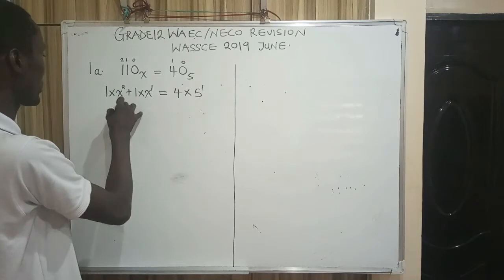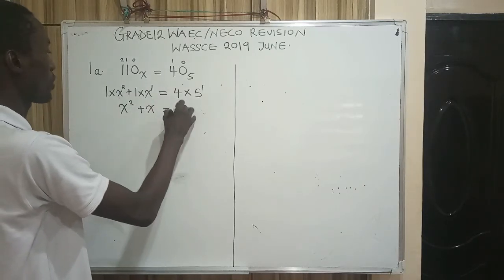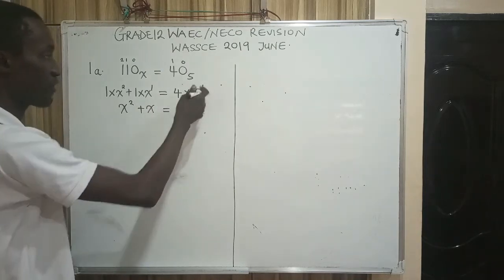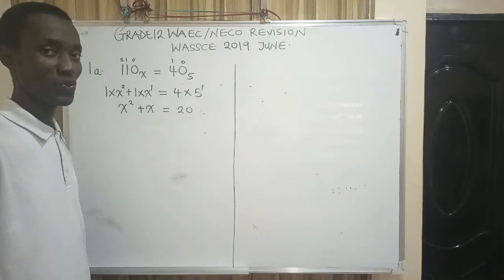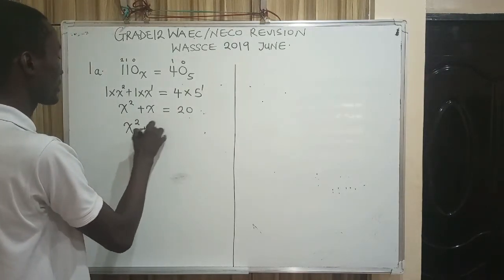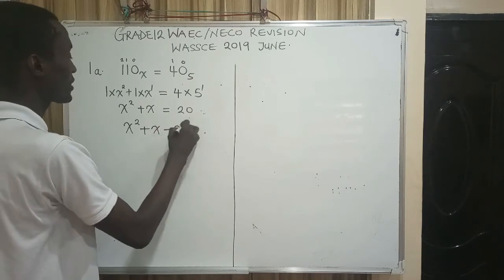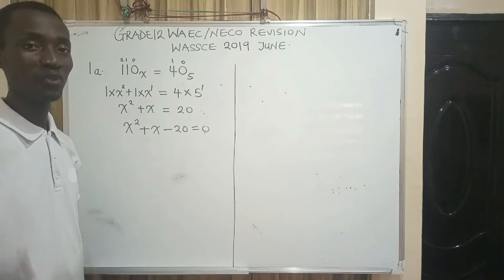So look at this. What I'm going to have will be x squared plus x equal to 20, because 5 raised to the power of 1 is 5. Take note of that, 5 multiplied once. Okay, if that is settled, we're going to have x squared plus x minus 20 equal to 0. So we're bringing it to a pure quadratic equation format.